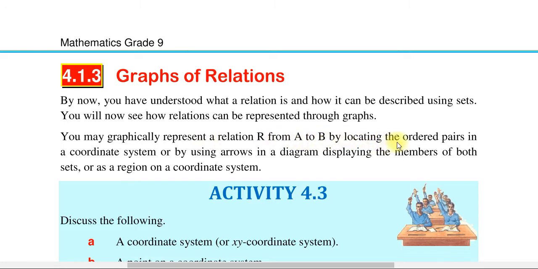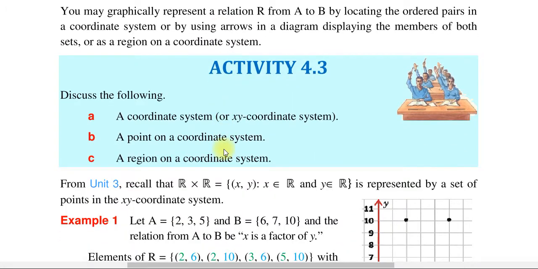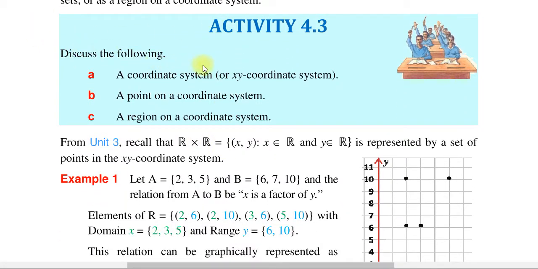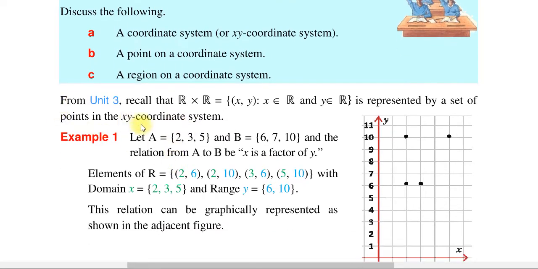You may graphically represent a relation R from A to B by locating the order pairs in the coordinate system or by using arrow in the diagram displaying the member of both sets or as a region on the coordinate system. Okay? Order pairoችን coordinate system ላይ represent በማድረግ መግለጽ እንችላለን ማለት ነው። ለምሳሌ እዚህ አክቲቪቲ ላይ discuss the following. A coordinate system XY system ተወያዩ ይላል። A point on the coordinate system, a region on the coordinate system.